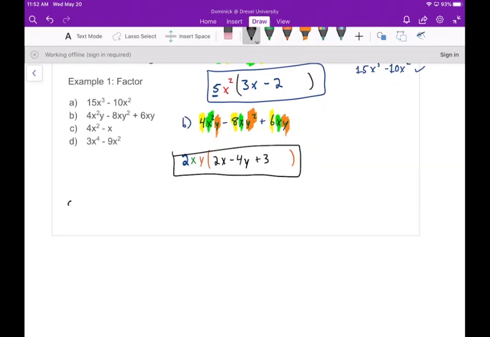Okay, part C, we have 4x squared minus x. So it looks like the best we can take out here is an x, right? Because I can't take 4 or anything out. So it looks like what I'm going to have left over is a 4x minus 1.